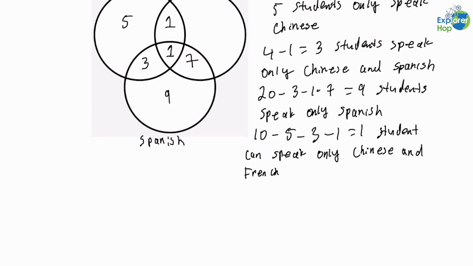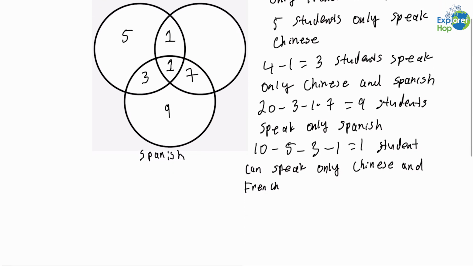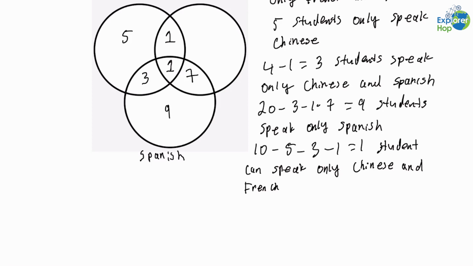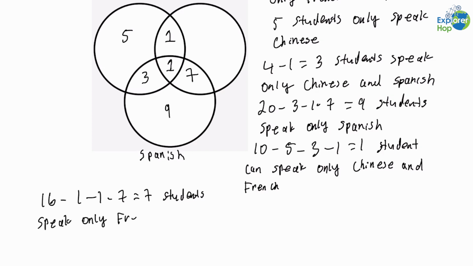And finally, we can find the number of students who speak only French in addition to English just by taking the total number of French-speaking students, which is 16, and subtracting all the other French speakers who can speak another language. So this means that 16 minus 1 minus 1 minus 7, which is equal to 7 students, speak only French, in addition to English, of course. We can write down 7 over here.